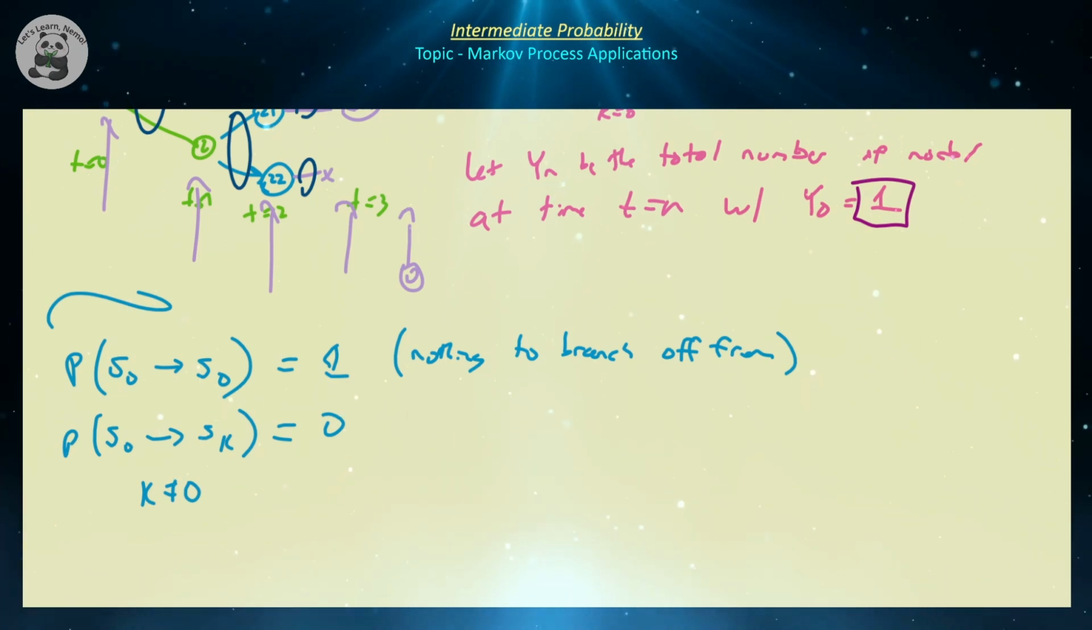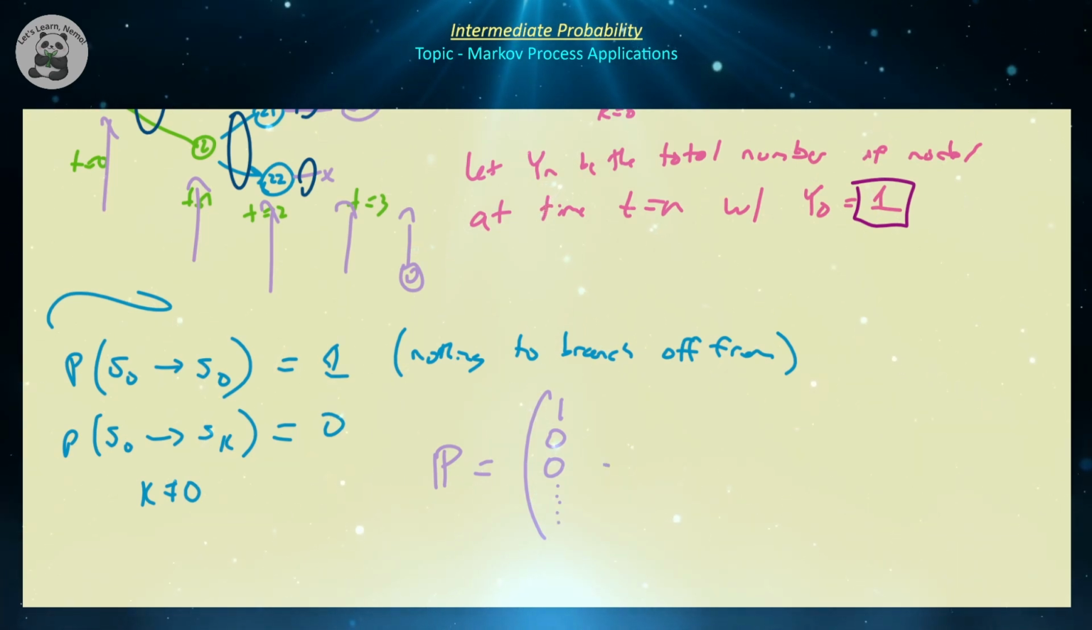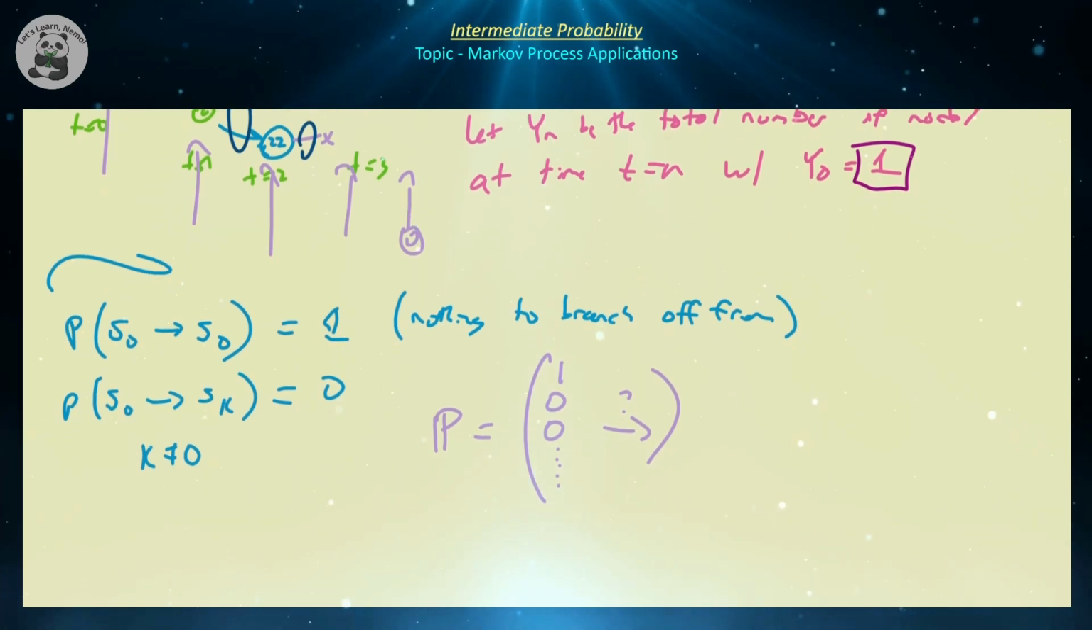Right? So if we think about our stochastic matrix, what does this automatically give us? 0 to 0, that's going to be 1. 0 to 1, that's going to be 0. 0 to 2, that's going to be 0. All the way down. So now we just need to figure out what the rest of this matrix is going to look like.